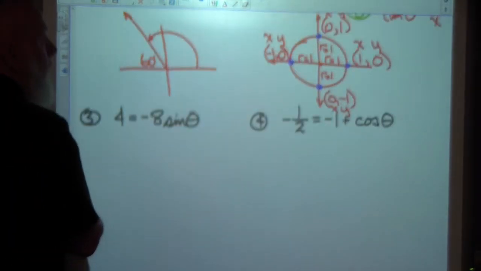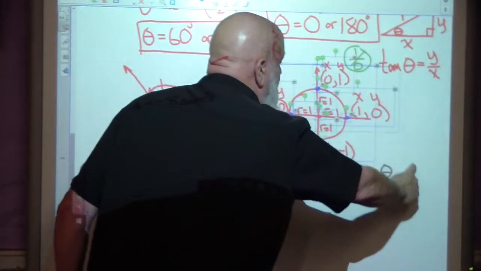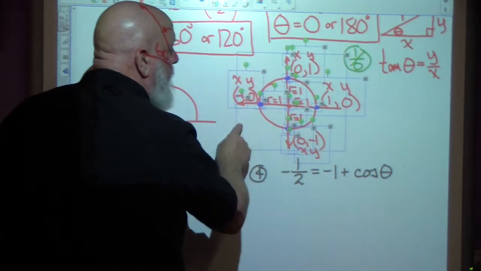Let me get this out of our way here. Probably won't be lucky enough to move that whole thing, but I'll try. Hey, it moved, what do you know?